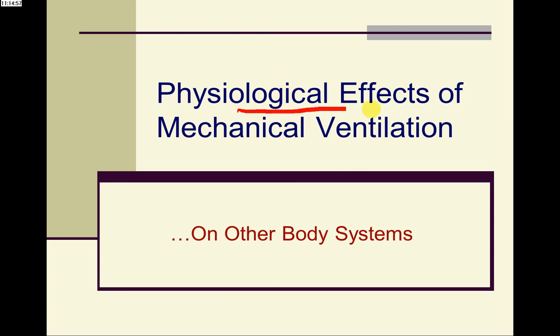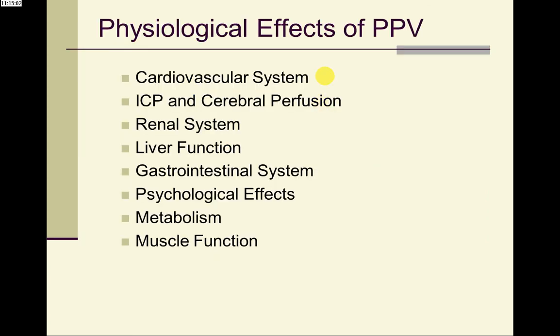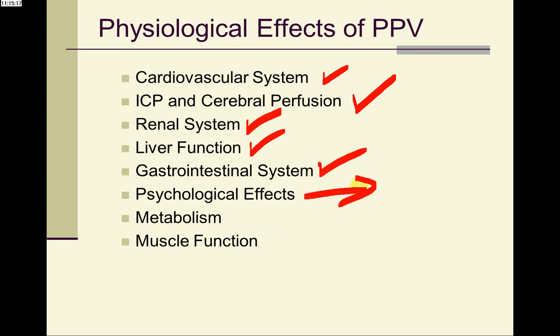Now, as respiratory therapists, that's a big shock to us. Well, how else? What else is there? But in fact, there are significant cardiovascular effects. It does affect cerebral perfusion. All the major systems are affected, such as the renal and liver systems, even the gastrointestinal system. We have some psychological effects on our patient. Just being on a mechanical ventilator, I mean, let's face it, you're not on a mechanical ventilator unless you're in a life-threatening situation. We've got changes in metabolism, and of course, being on a mechanical ventilator can cause muscle atrophy. So let's take a quick look at some of these.